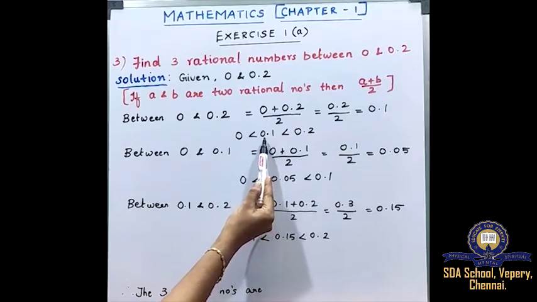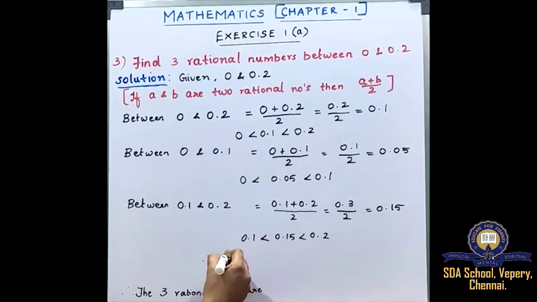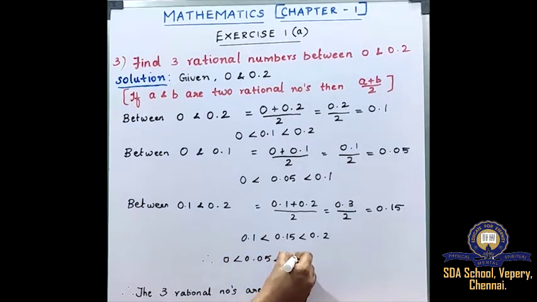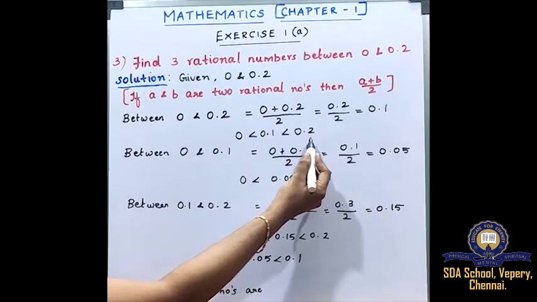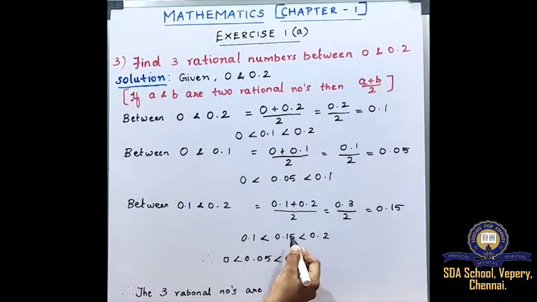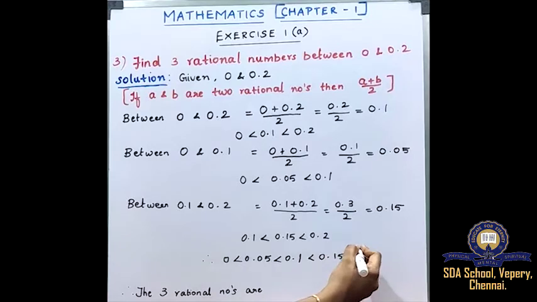Between 0 and 0.1, we found 0.05, and between 0.1 and 0.2, we found 0.15. So here the three rational numbers are 0.05, 0.1 and 0.15.